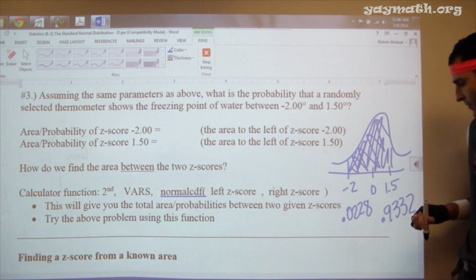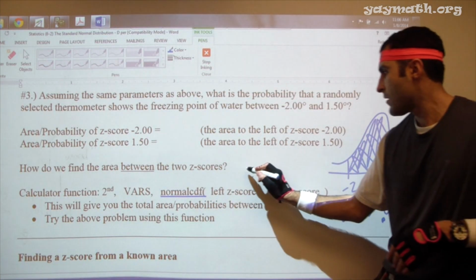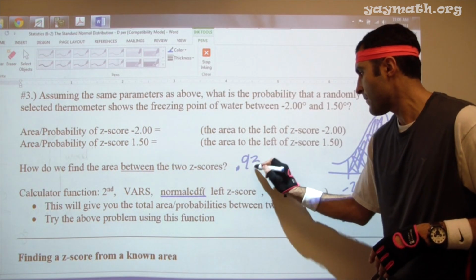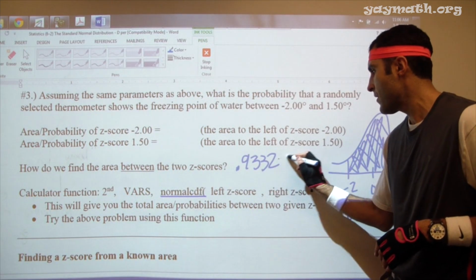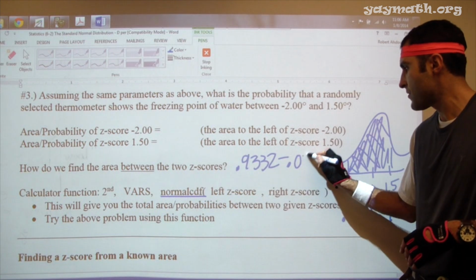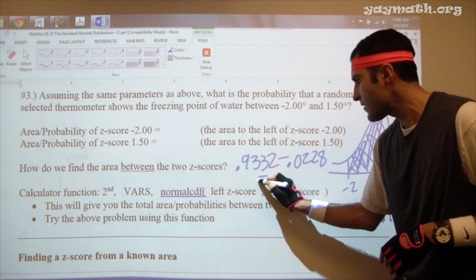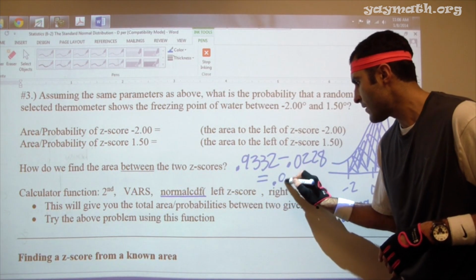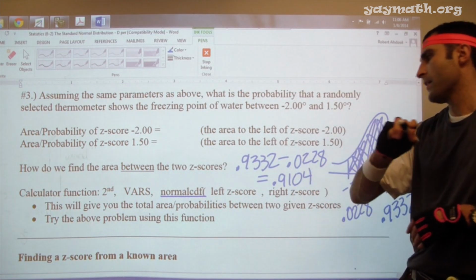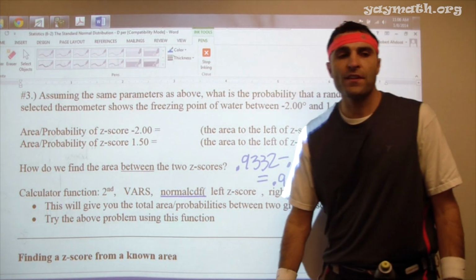And what's that number? Did someone get it for us? 0.9104. Good job. 0.9332 minus 0.0228 is 0.9104. Very good.